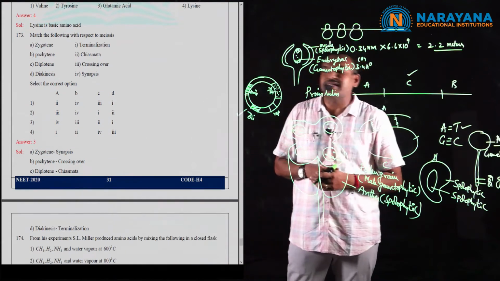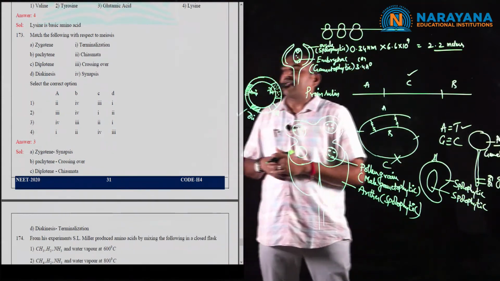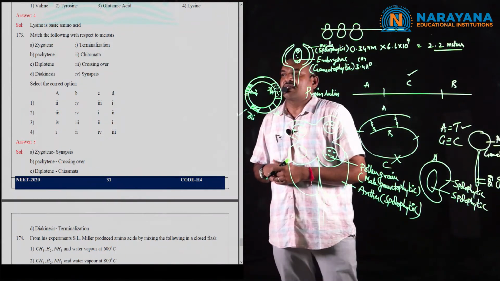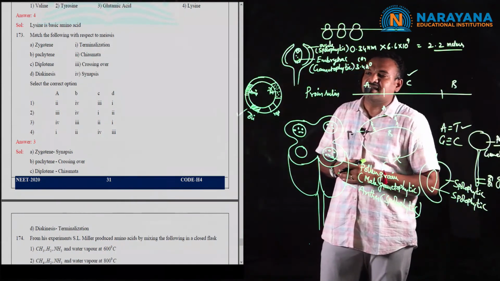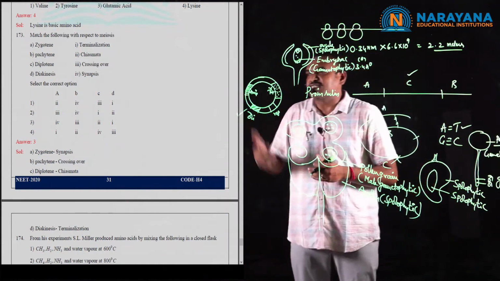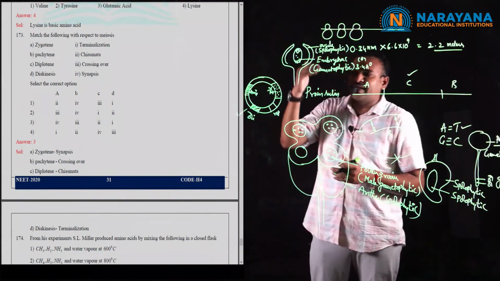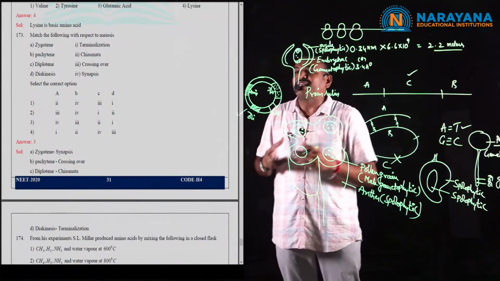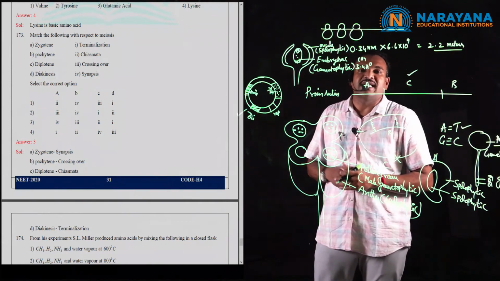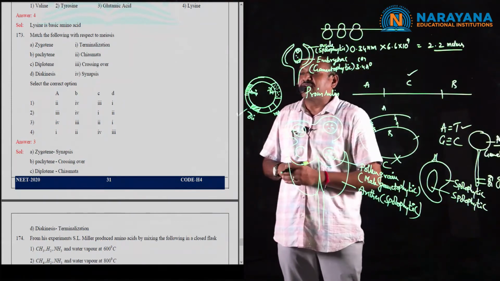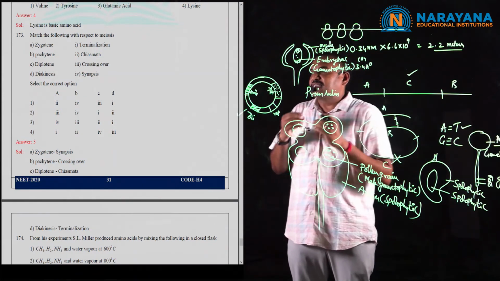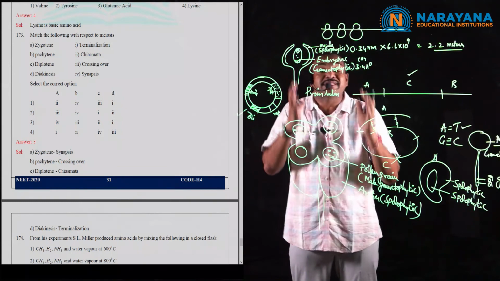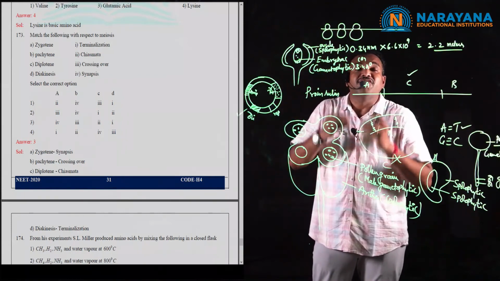Next one is question number 173. Match the following with respect to meiosis. They are given various stages of meiosis. In column 1 they are given different stages, and in column 2 they are given the significant events which occur during meiosis, particularly prophase 1 of meiosis. In column 1: A, zygotene; B, pachytene; C, diplotene; and D, diakinesis. Students, if you observed, from cell division only they are given, this is the fourth question.